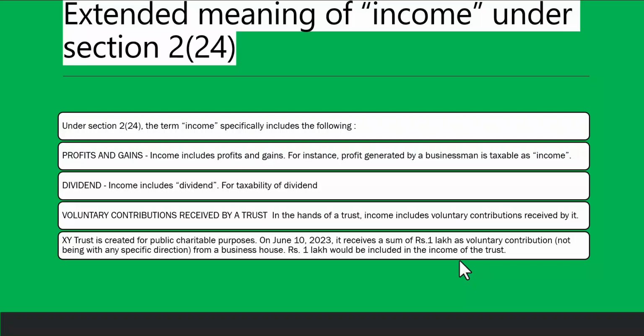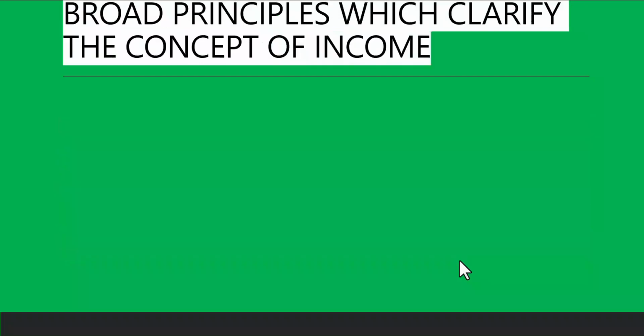XY Trust is created for public charitable purposes. On June 10, 23, it receives a sum of rupees 1 lakh as voluntary contribution, not being with any specific direction, from a business house. Rupees 1 lakh would be included in the income of the trust. There can be a charitable trust or any other trust. So now it receives some money from a company, say 1 lakh rupees. So it will become the income of the trust and they are supposed to pay tax on that. Okay, fine.